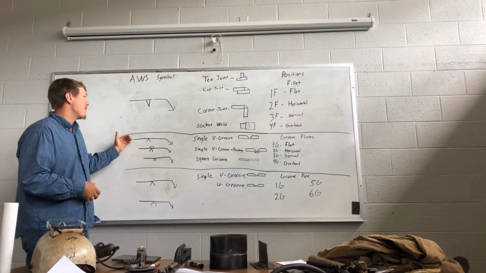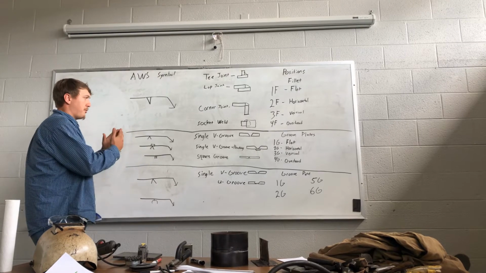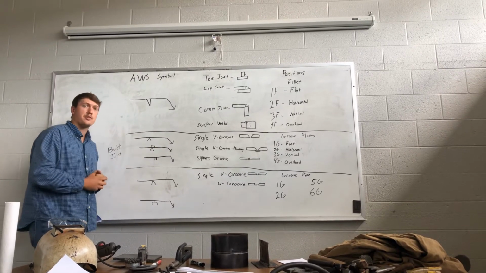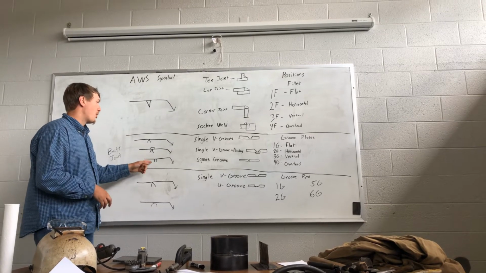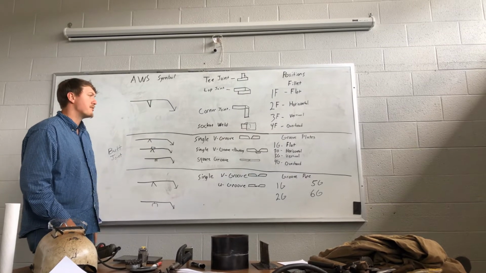You can see the AWS symbols that go along with the different grooves. V groove is just a simple V. A single V groove with backing has a little square box over it to show the backing. And then the square groove has just square. It kind of shows that metal preparation on each one of those.